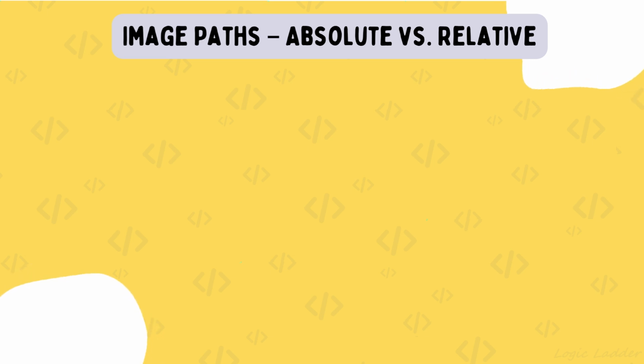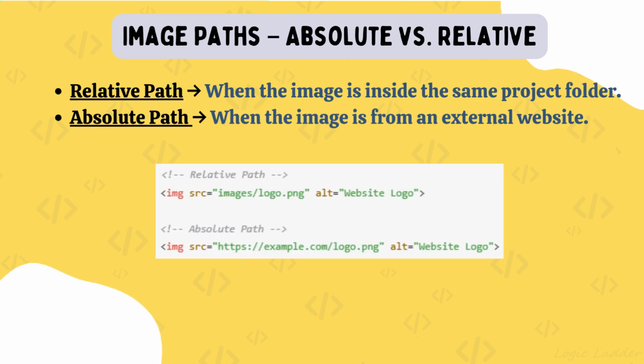As discussed earlier, we can use relative and absolute paths for the source of the image file. If the image is stored in your project folder, use a relative path like we did: images/profile.jpg. If it's from another website, use the full absolute URL.